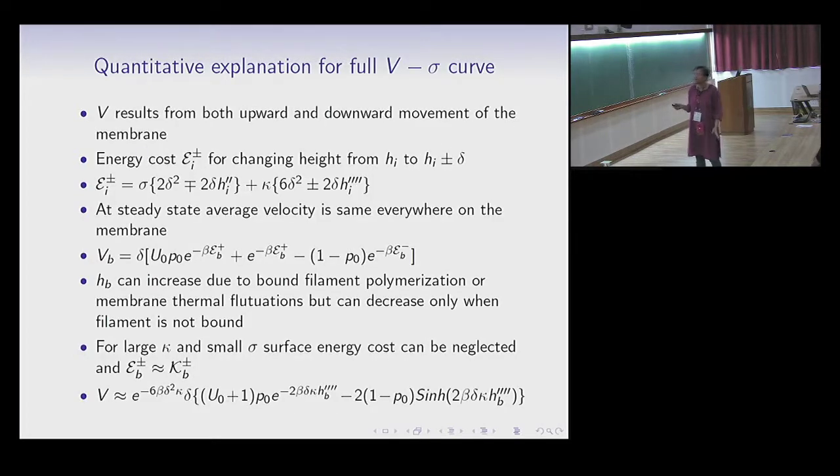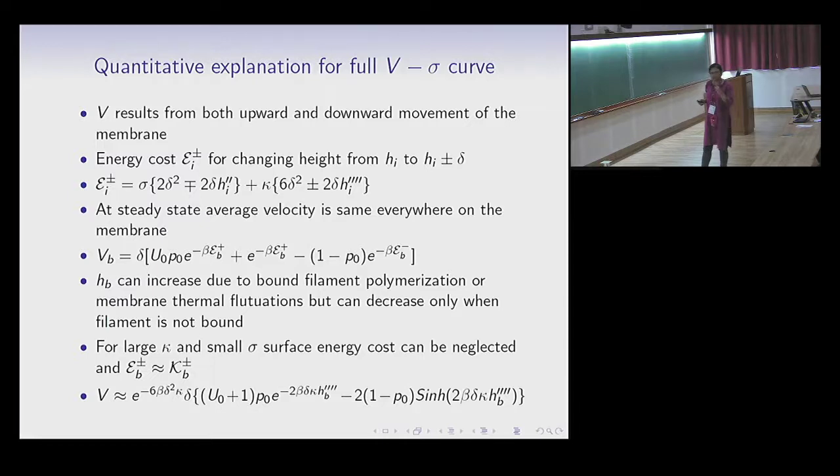So this effect can also be analytically explained. Now using this, I can quantitatively explain the full V sigma curve. So the membrane velocity is a result from both upward and downward movement of the membrane. So let us say epsilon i plus minus denotes the change in energy cost for changing height from h_i to h_i plus minus delta. Then you can calculate it easily from the form of the Hamiltonian that it should have this form. Now at steady state, everywhere the membrane velocity is the same. So I will write down the expression for the membrane velocity at the binding site, and this can be written as a sum of 3 terms.